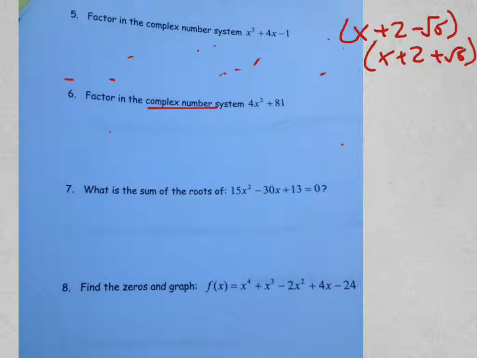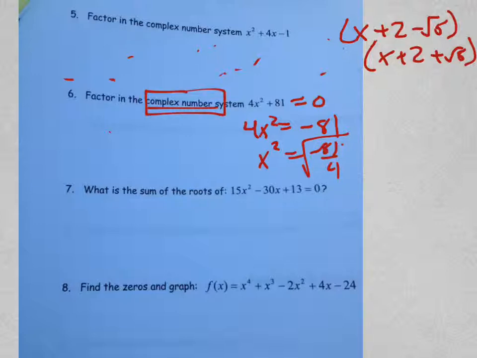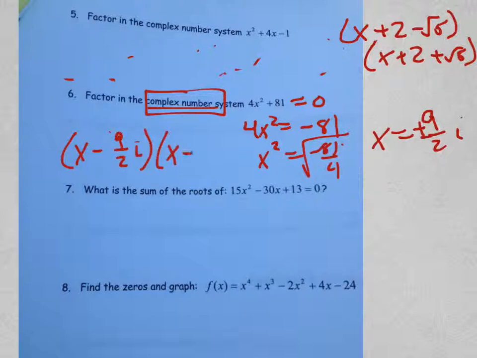Factor in the complex number system again. Well, here it would be easier if I set that equal to 0, and just solved it by first dividing both sides, and now taking the square root. Now you look at that and you say, well, you can't take the square root, but you can in the complex number system, because it's just going to be i. So x equals 9 halves i, plus or minus 9 halves i. So my factor would be x minus 9 halves i times x plus 9 halves i.